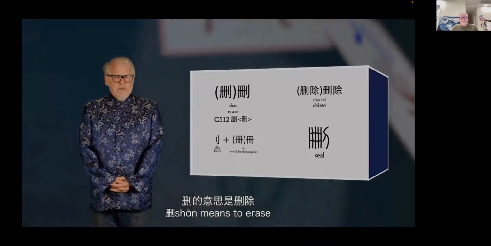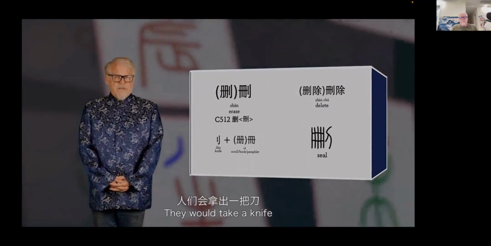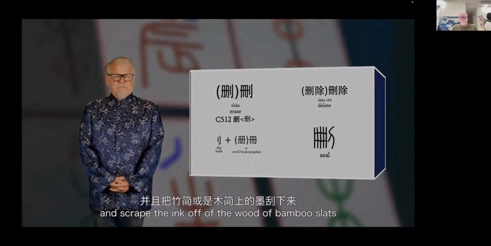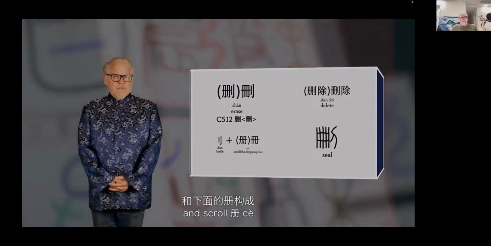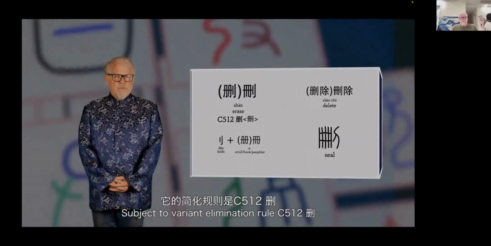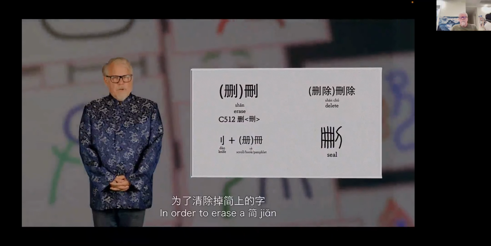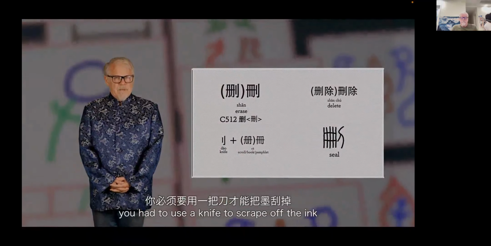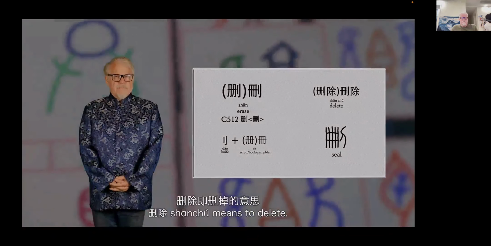Shan means to erase. They did not have erasers in the old days. They would take a knife and scrape the ink off of the wood or bamboo slats. The character comes from a knife, dao, and a scroll, ce. It is subject to variant elimination rule C512. In order to erase a jian, you had to use a knife to scrape off the ink. Shan chu means to delete.